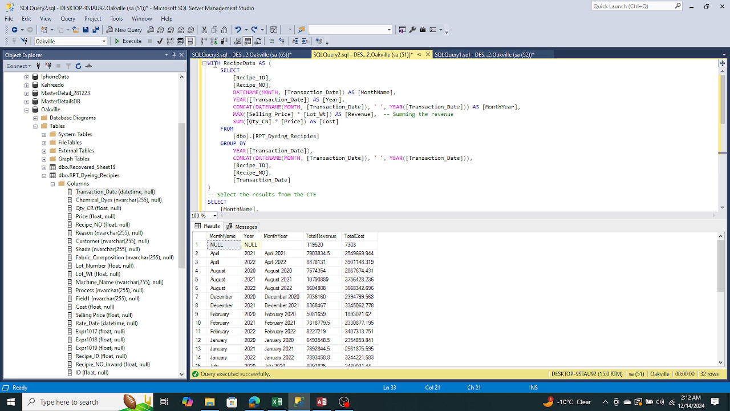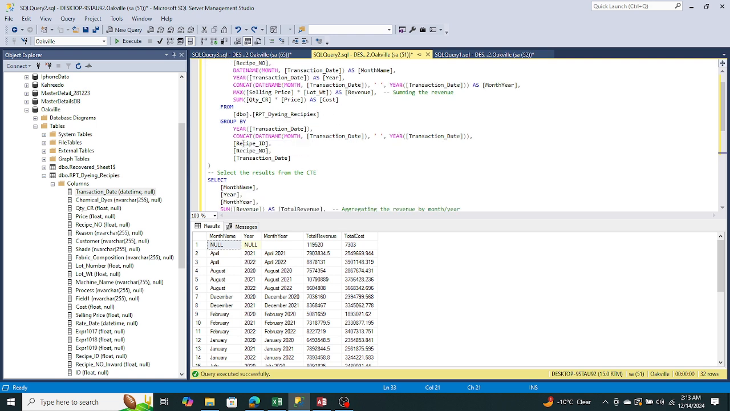common table expression, with recipe data. So here we are using recipe ID, recipe number, and all these same things. We have sum of quantity credit into price as cost, and max selling price, the same for each recipe, as revenue, right? Summing the revenue from this table, group by year and month concatenated, right? And group by, obviously, we have to group by recipe ID, recipe underscore number, and transaction date.